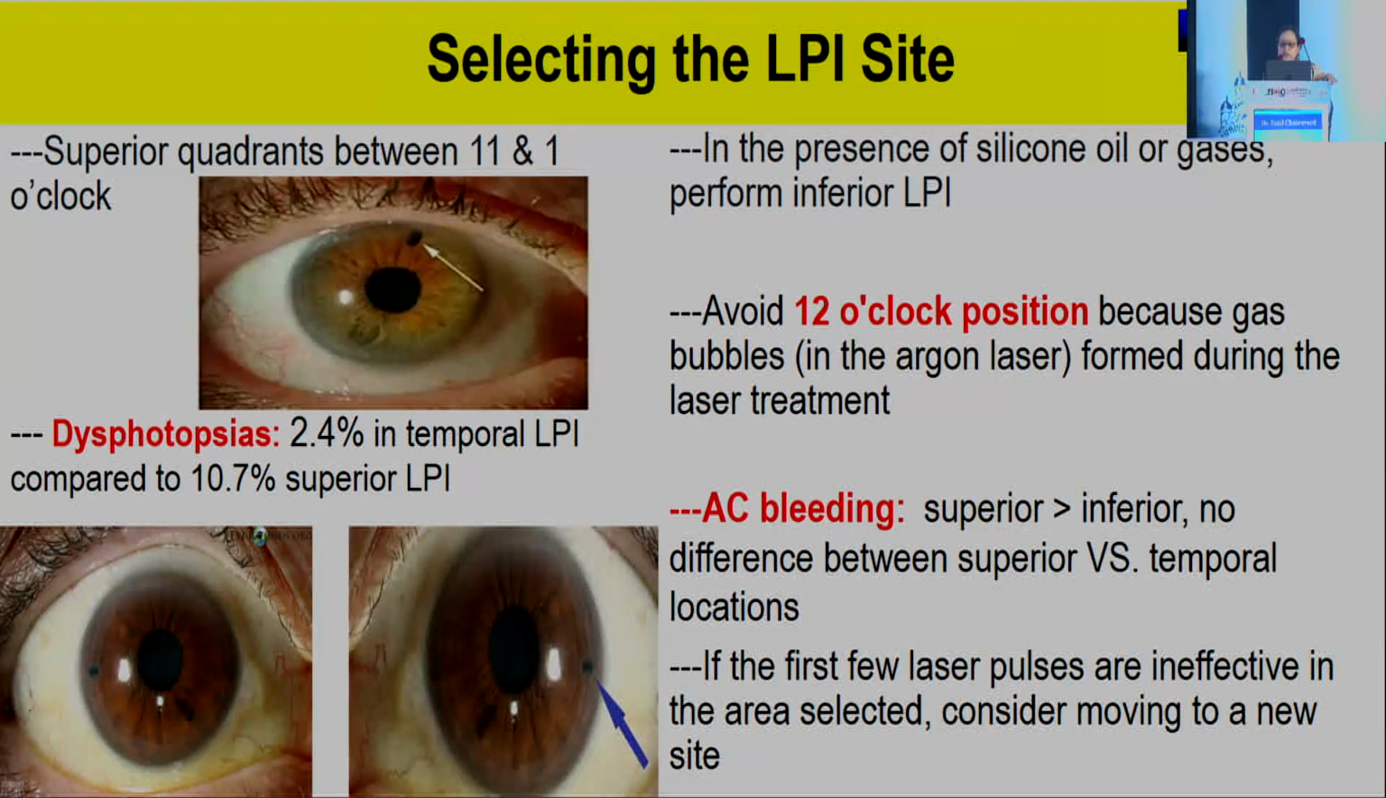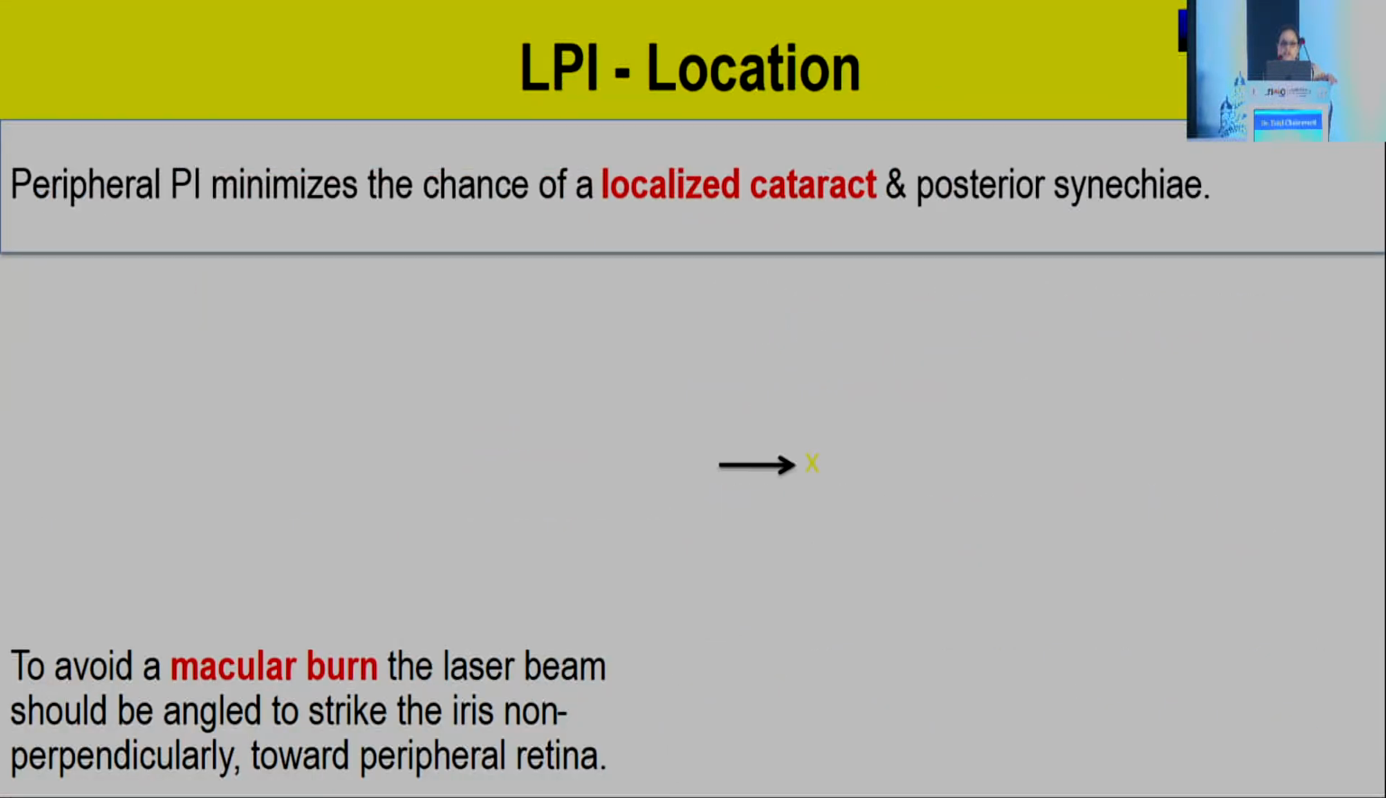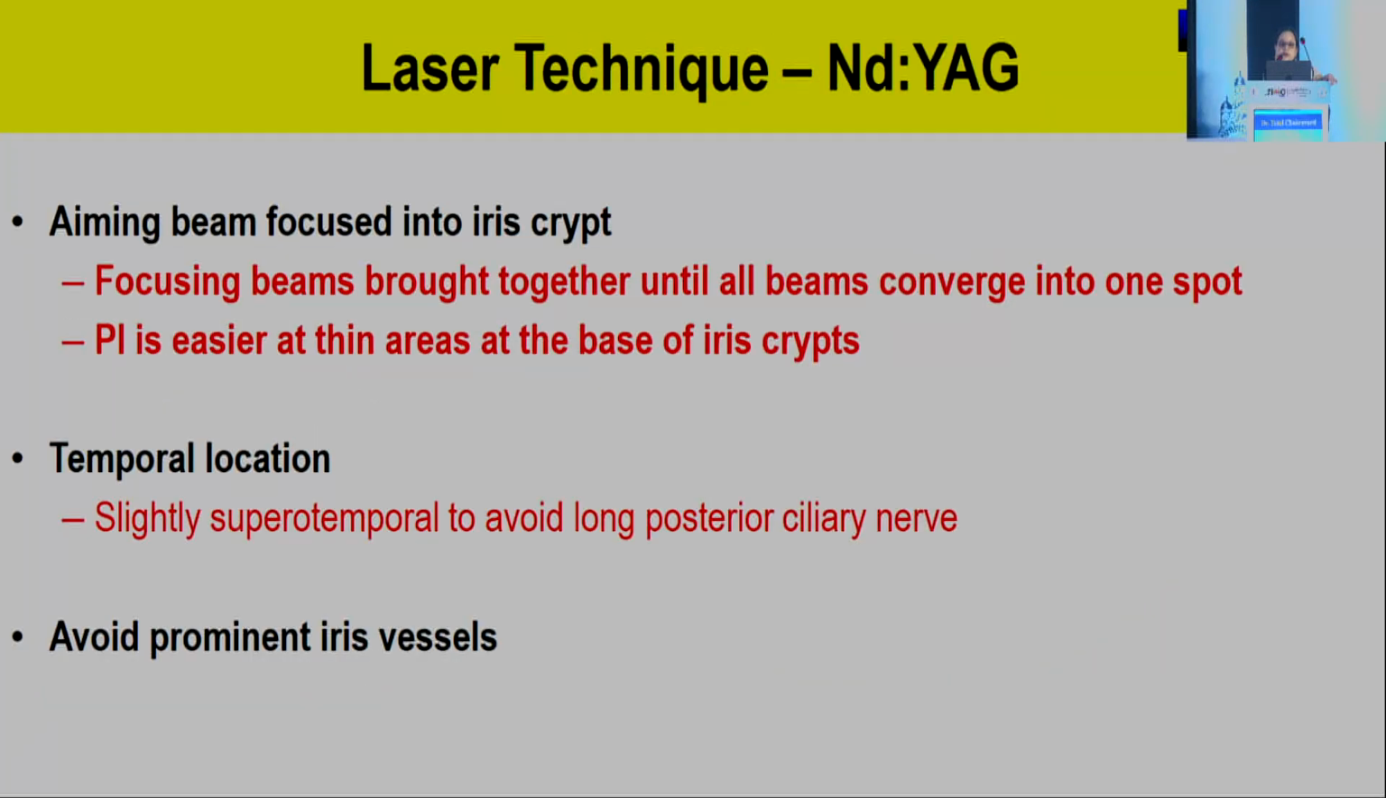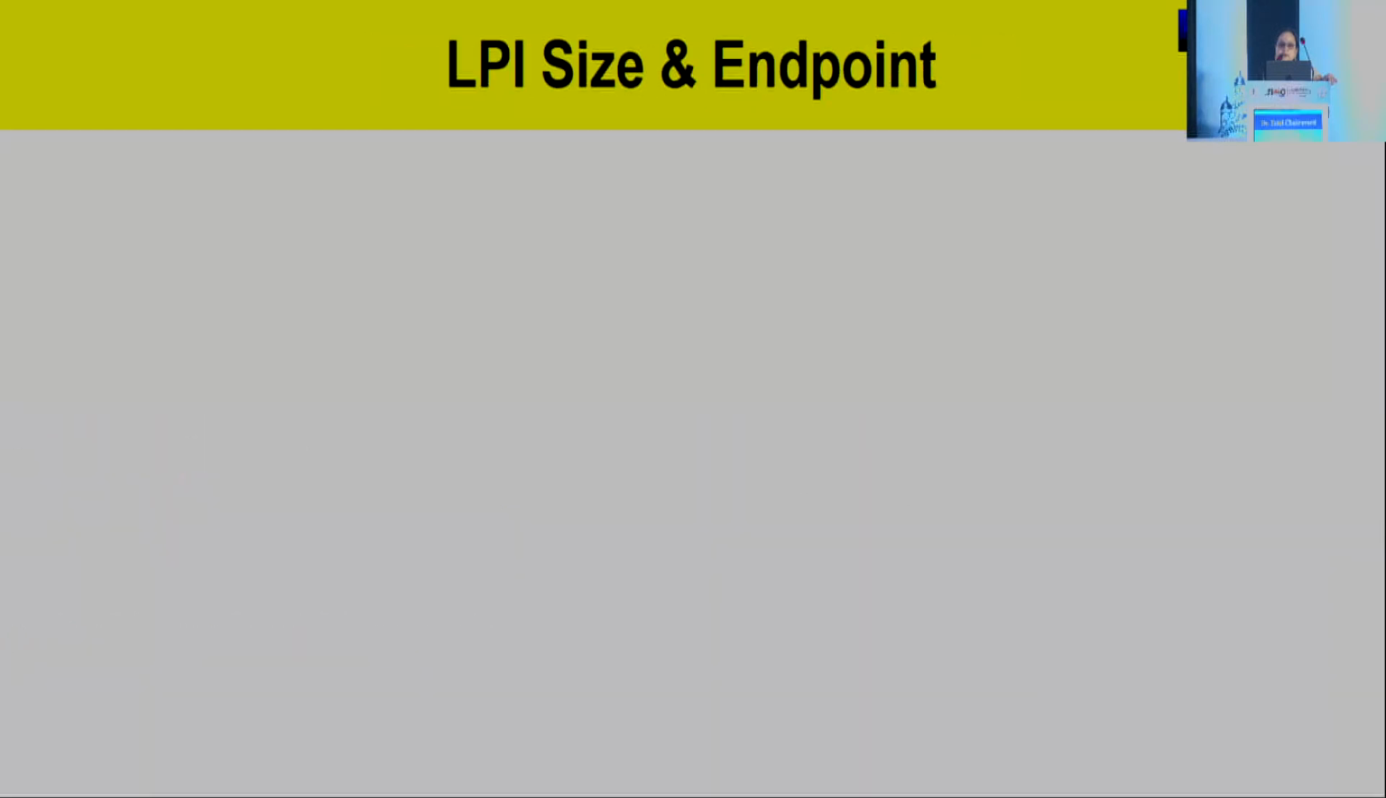If the first few laser pulses are ineffective in the area selected, consider moving to a new site. In the temporal one, peripheral one-third of the iris, just anterior to the arcus and within the iris crypt. PI is easier at thin areas at the base of the iris crypts, slightly superotemporal to avoid long posterior ciliary nerve and avoid prominent iris vessel.